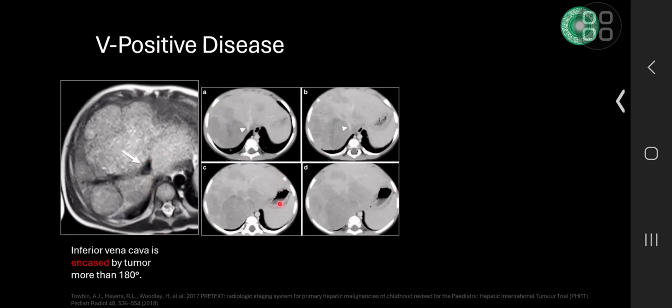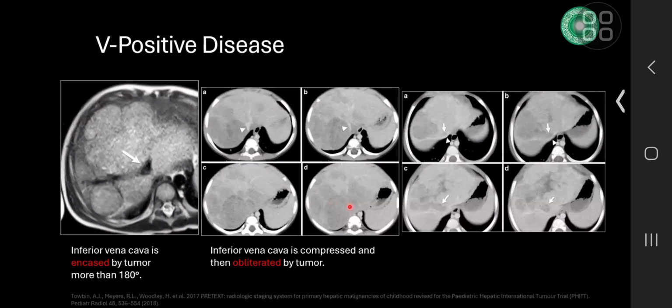Additionally, if the lumen of the IVC is completely obliterated by the tumor, as you can see in these images, that is also V positive disease. And of course, tumor thrombosis, if you can see tumor thrombus within the hepatic veins or the IVC, it is also labeled as V positive disease.